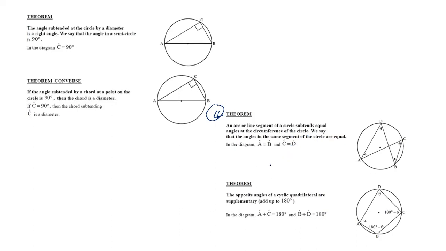So what does that actually mean? It's simple. It means angle A will be equal to angle B, and angle C equals angle D. I'm explaining this, but you can just read it at your own time to make sure that you understand it better.